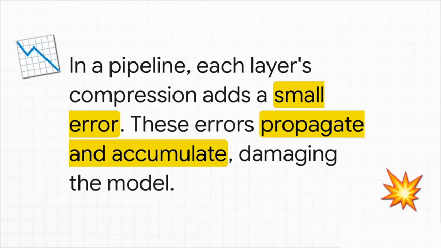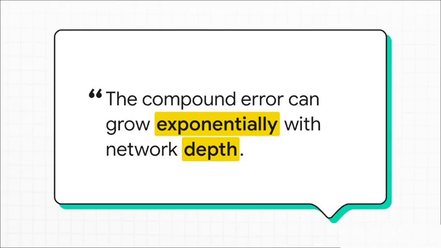The error just keeps piling up at every single step. The real problem is that the total error doesn't just add up, it can grow exponentially as you add more layers to the model. A whole series of tiny, insignificant errors cascades into a massive avalanche of bad data that completely wrecks the model's ability to learn anything at all.